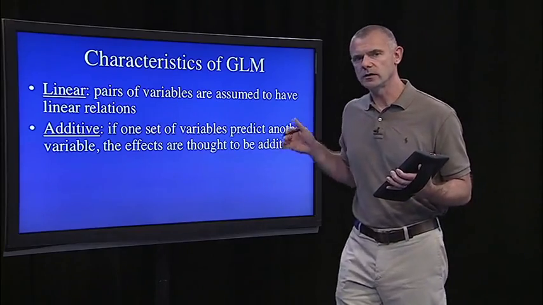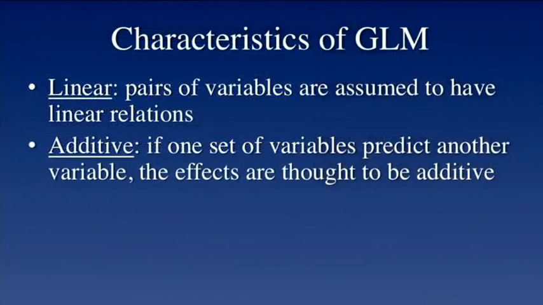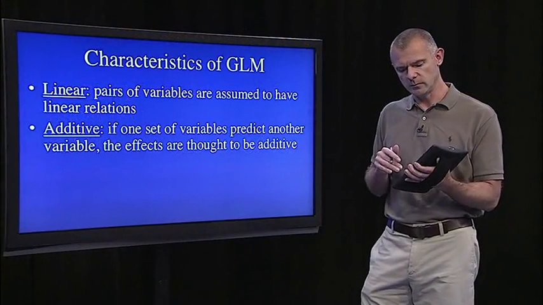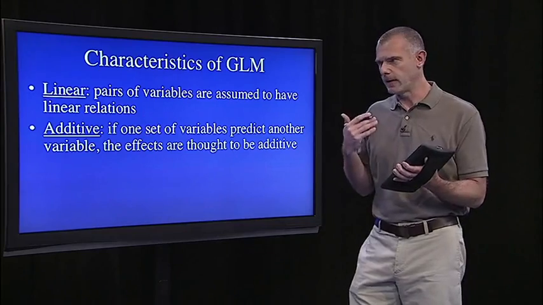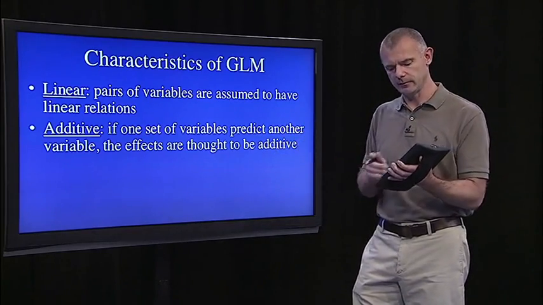The 2 main characteristics of the GLM are that the relationship between the predictors and the outcomes, or in experimental design and ANOVA, I might use independent variable, dependent variable instead of predictor and outcome, those relationships are linear and additive. So we've tested those assumptions, particularly the linear assumption in multiple regression. We're going to have a lot more to say now about this assumption that they're additive.